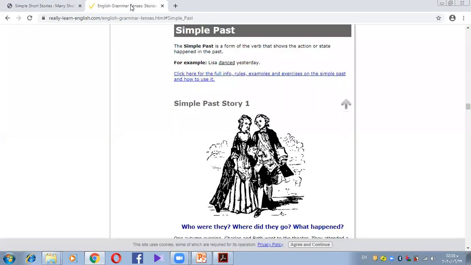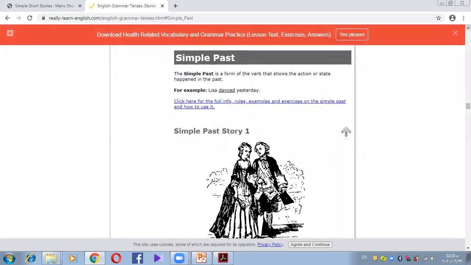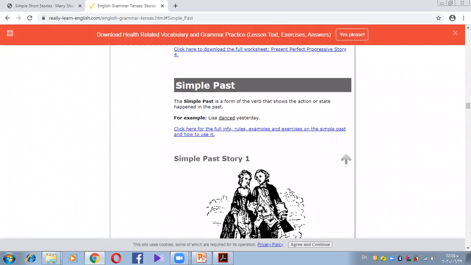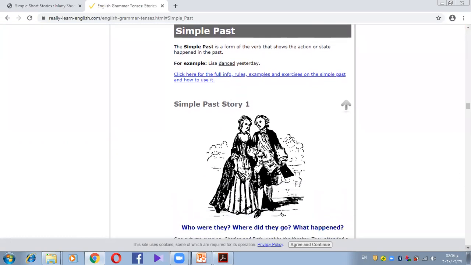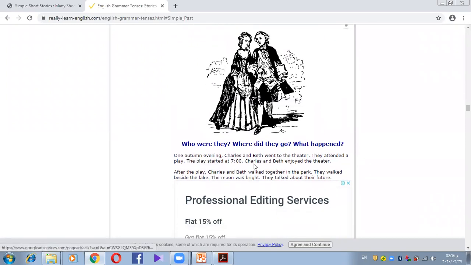The other website is a really, really nice website as well. And this website has stories by tenses. Okay. These stories are just divided according to the tenses. For example, past simple. We have taken past simple. You are going to find past simple story number 1. Okay, the whole story uses past simple, and the questions in past simple and the exercises in past simple. This is story number 1.